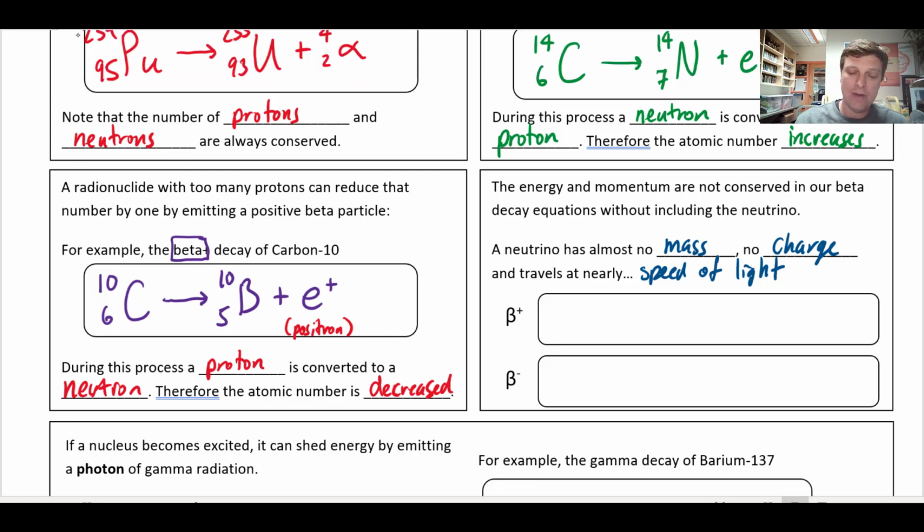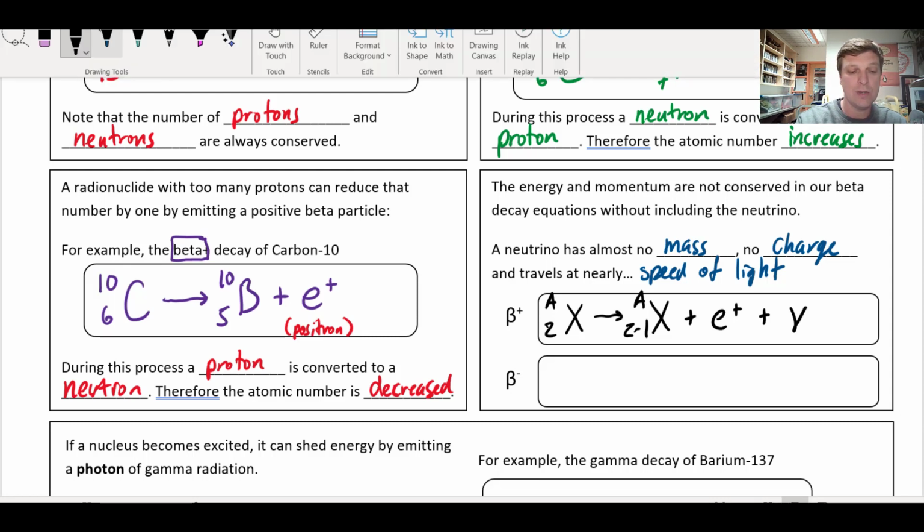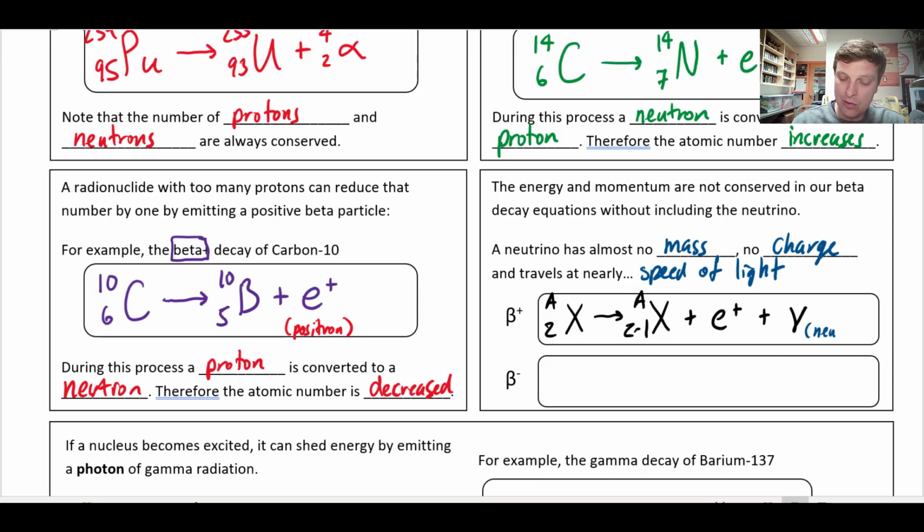So the way it works is, if I have a parent nucleus that has a mass number of A and an atomic number of Z, when it undergoes beta decay, I'm going to get a new nucleus that has the same mass number, but I'm going to lose one of my protons. It's going to turn into a neutron. I'm going to emit a positron, a positively charged electron, if you will, plus I'm going to emit a neutrino, and the symbol for a neutrino is this one. And so this is my neutrino. Okay, and so that accounts for all the energy and momentum that we would expect to see.